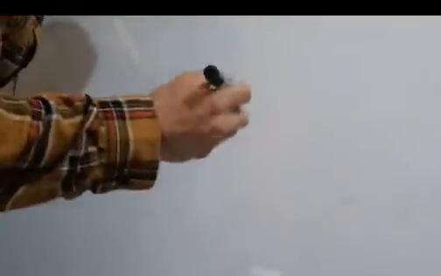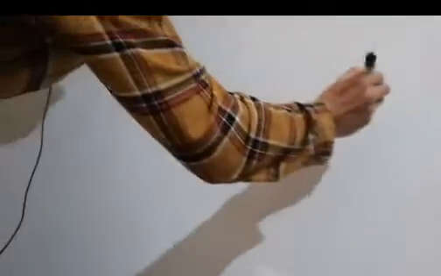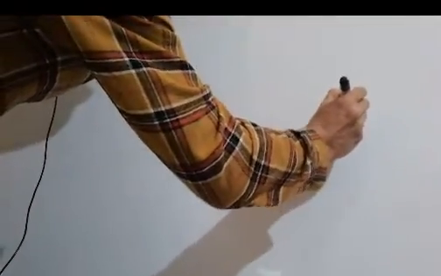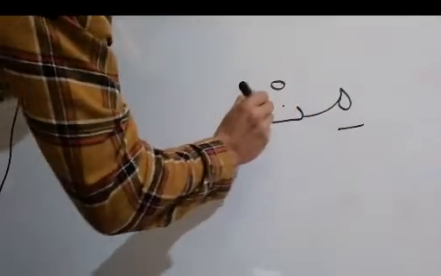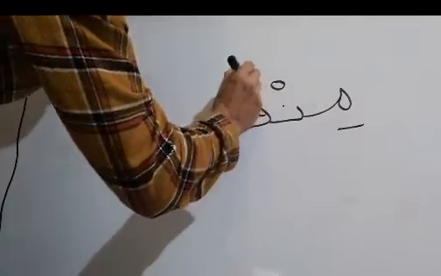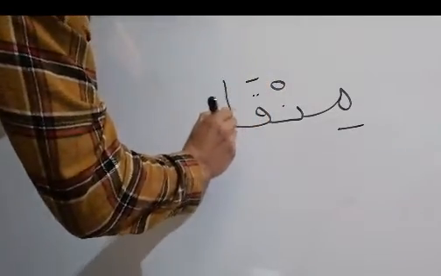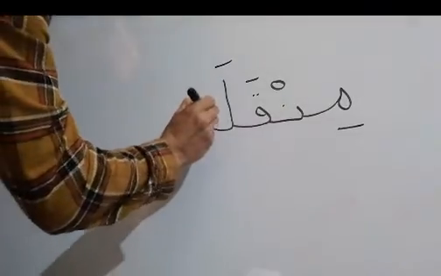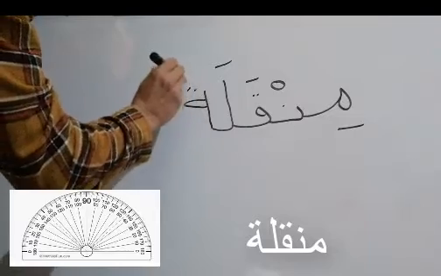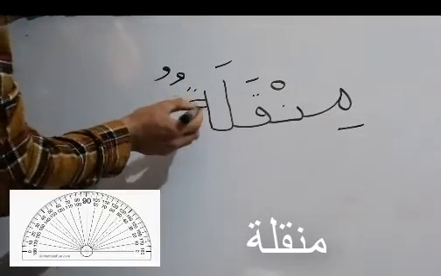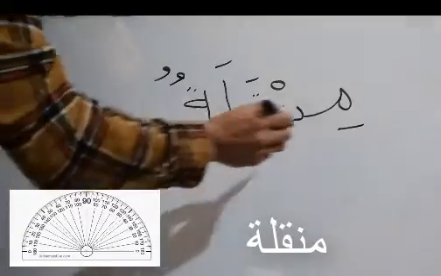Another tool now where we will see the ta, how it's closed and how it's linked to the word. For example, min qala ton. Here the ta is linked to the word. The ta is linked to the alif.